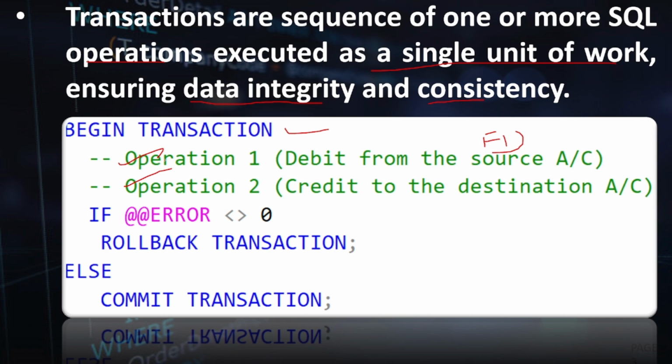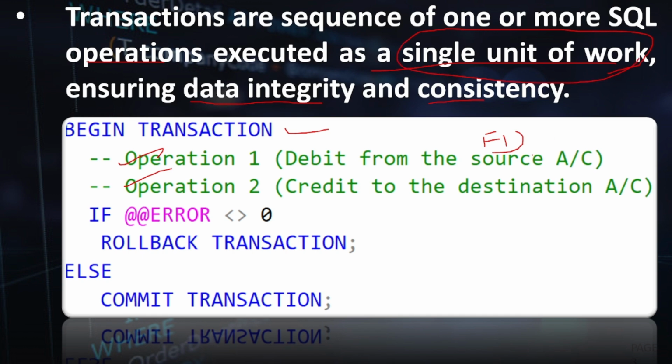There are a couple of things here. Begin, trans, rollback, commit are quite new for you now, so I'm going to define all of these. But for now, you should be able to understand what transactions are. Transactions are nothing but a sequence of one or more operations executed as a single unit of work. That is important to know.